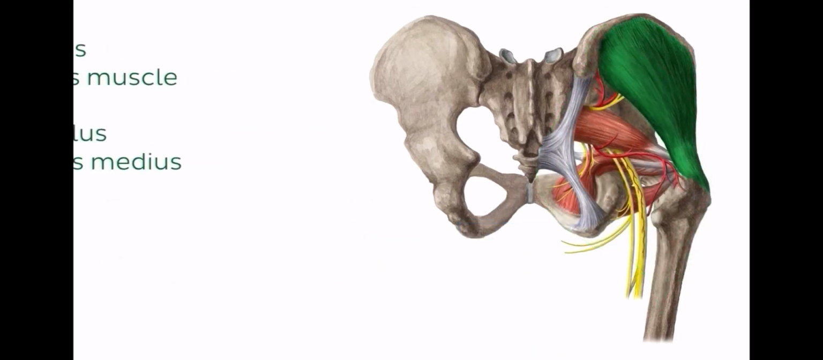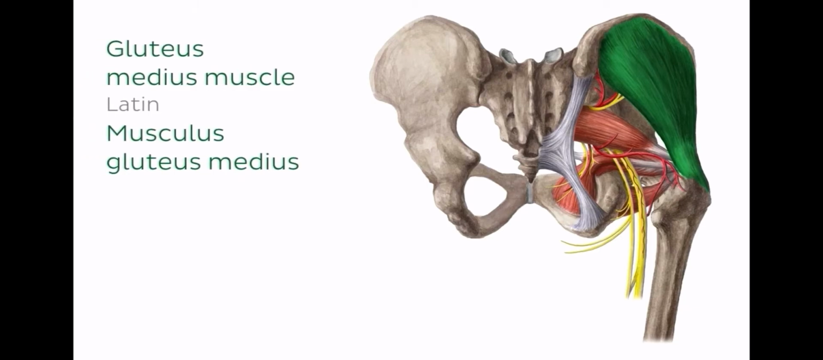The next muscle we want to talk about in this region is the gluteus medius muscle, which you can see in green on our right. This is the second of the three gluteal muscles that we talked about a little bit earlier. This muscle forms the middle layer of those three muscles, and it's also one of the major internal rotators of the hip.